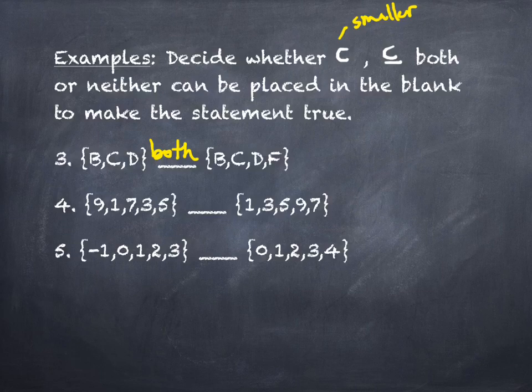Second question: is everything on the left also on the right? And that answer is yes. What should go in this blank? The subset symbol with the line.